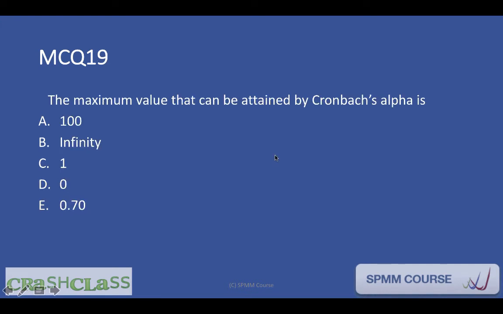The maximum value that can be attained by Cronbach's alpha, you know what Cronbach's alpha is, it's internal consistency. The maximum value is +1 and the minimum value is -infinity. So the answer is C, +1.